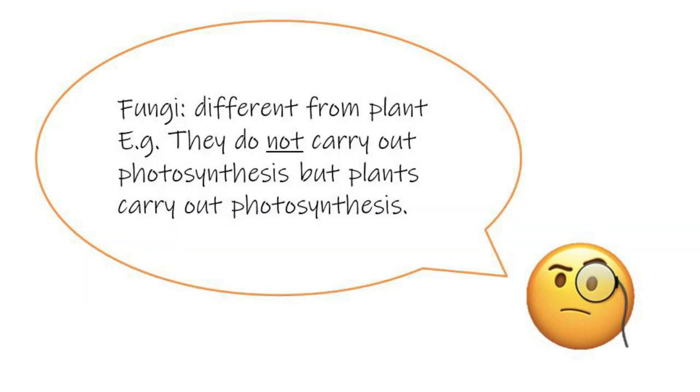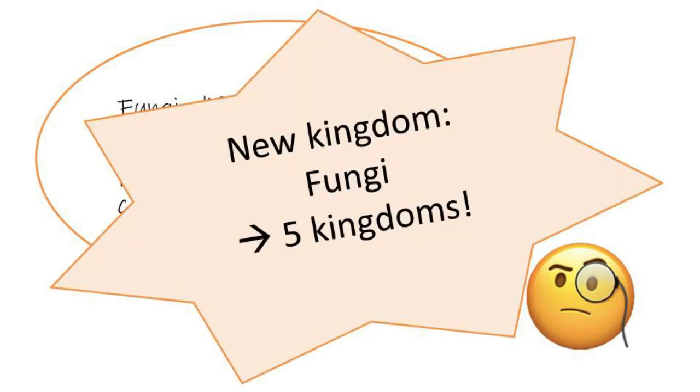About 10 years later, biologists suggested separating fungi from the plant kingdom as they differ from the plants in many aspects. For example, fungi do not carry out photosynthesis, but plants do. A five-kingdom system, including the new kingdom, fungi, was proposed.